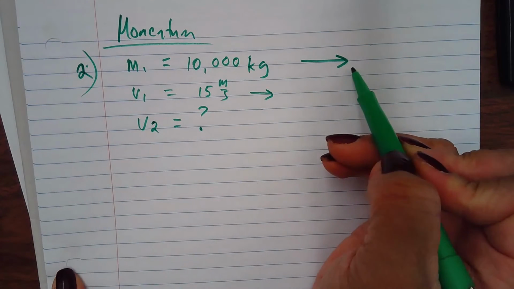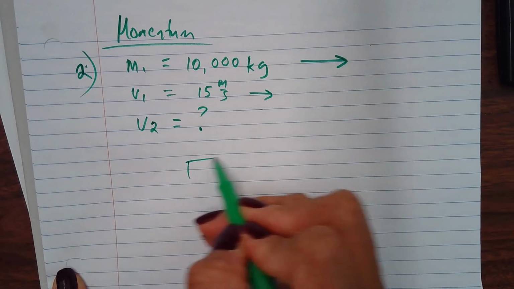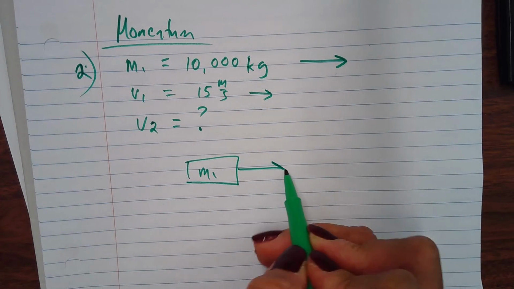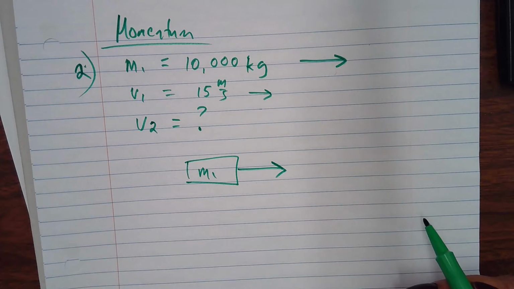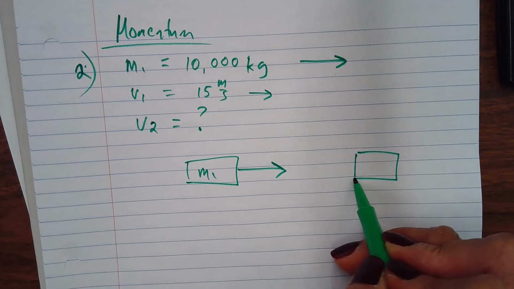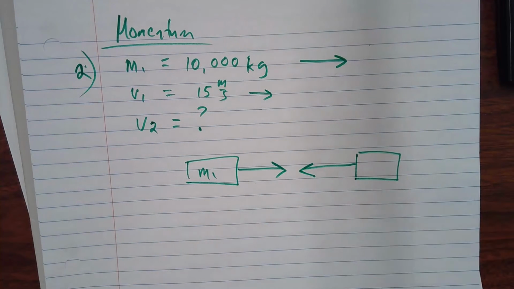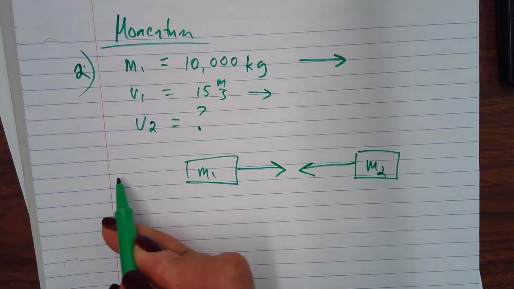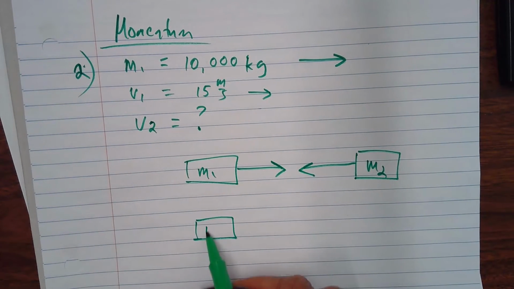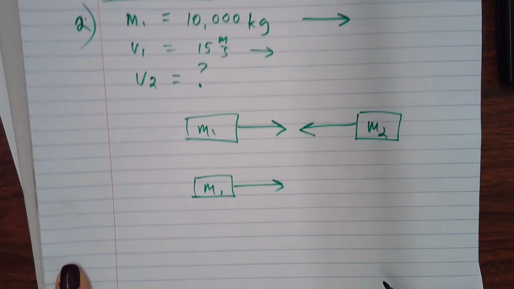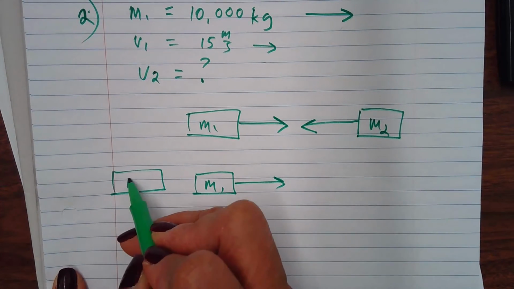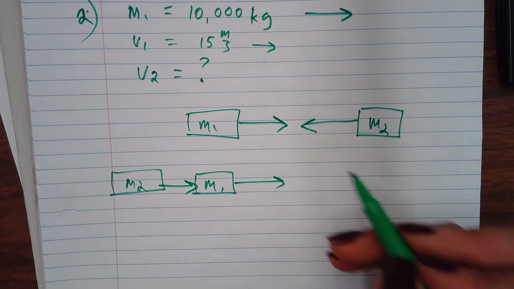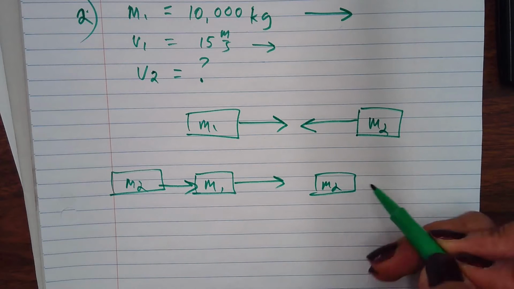Because if this is going that way, what will stop this car? Okay, so I'm going to draw mass 1. Here's that mass 1, 10,000 kilogram, and it's going this way. What will stop this car? You've got to have something here that will be going that way, right? If mass 1 is going that way, and mass 2 is behind and hits it this way, together, where will they go? They will go this way, attached together, right?